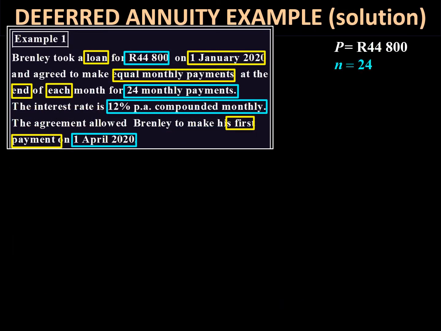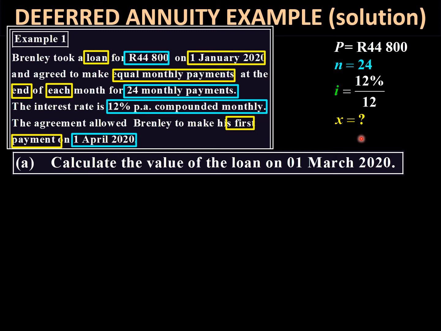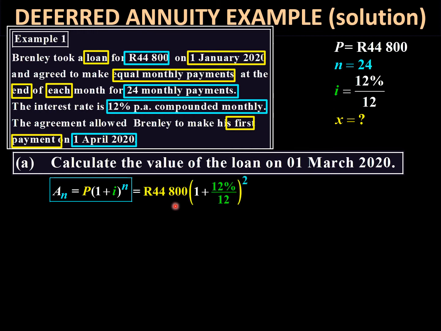From the previous slide, we have all the information. There's the 44,800. There's 24 months. It's 12% over 12. And we want to eventually work out the new monthly payments here. So first of all, the first question says calculate the value of the loan on the 1st of March. Because there's no payment, there is compound growth taking place, right? So we have the i value, which is 12% over 12, and it's been deferred for 2. That's why we have the exponent 2 up there.